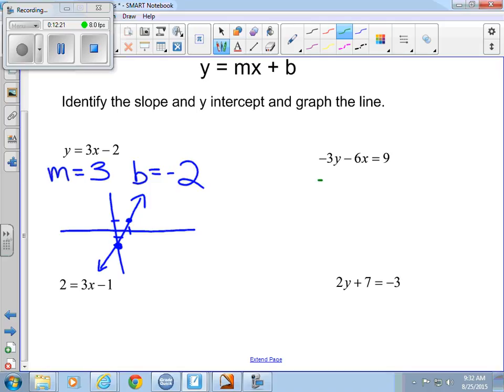What do I need to do to this one? Add 6. I need to get the y by itself, right? So I can add the 6x to the other side. And then what? Divide by the -3. Remember to divide every piece by that -3.